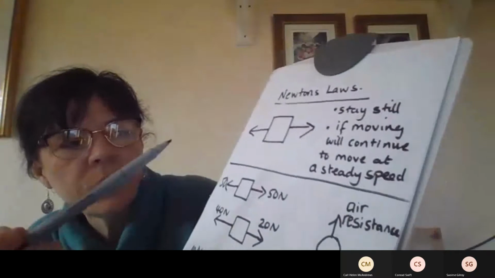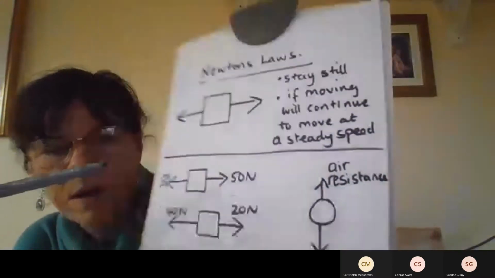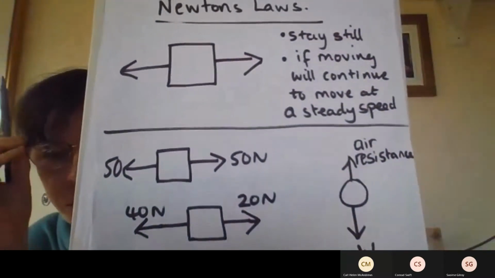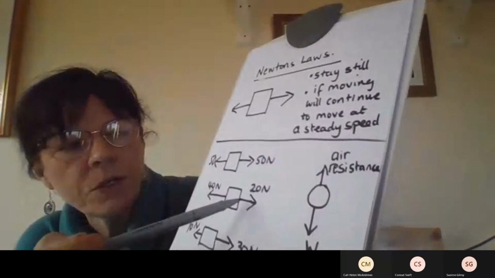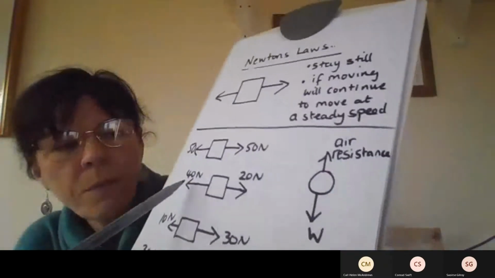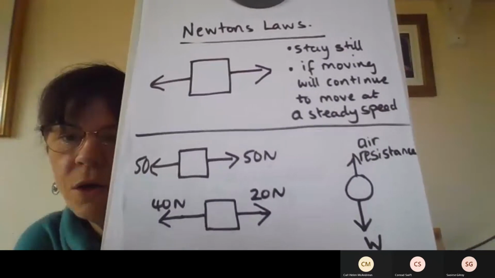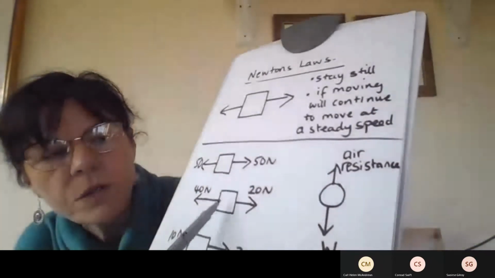Now, down here, I'm showing you some balanced forces. So this is an object with a push of 50 newtons and a pull of 50 newtons, so that's balanced. This is an object with a push of 20 newtons, but a pull of 40 newtons, and it's not balanced. Now, could you work out the overall or resultant force there? What is the overall force?